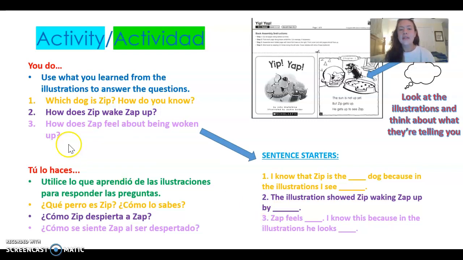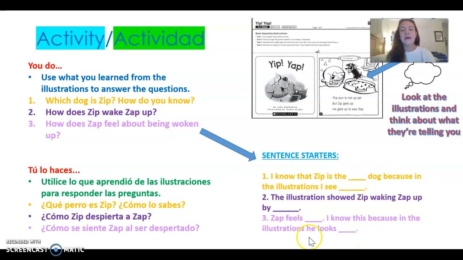So for number 3, how does Zap feel about being woken up? So I know that when someone is feeling something, oftentimes they'll make a certain face or they'll do something with their body. So it's really important to have an illustration when we're thinking about that because the illustration can show us something that maybe the words are not telling us. Like maybe Zap will make a face if he's happy about being woken up or mad about it. So you're going to answer that by saying, "Zap feels blank. I know this because in the illustration he looks," and then you're going to tell me exactly what you see.